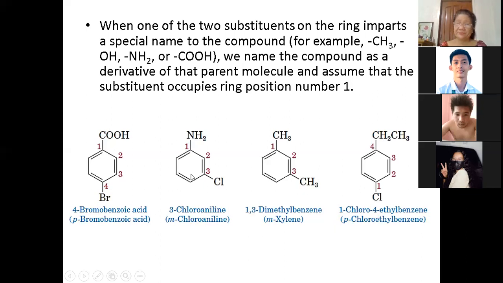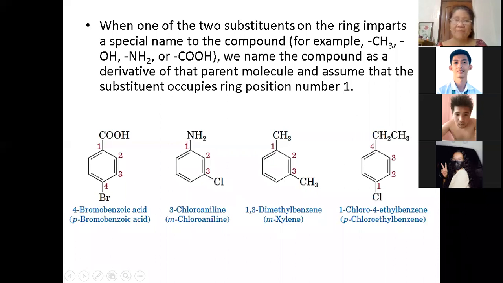Then another one, we have a chloro. And what's the parent name of this? It is aniline. I told you, memorize them. This is benzoic acid. This is aniline. This is anisole. And this is ethylbenzene. So we have chloro at carbon 1.